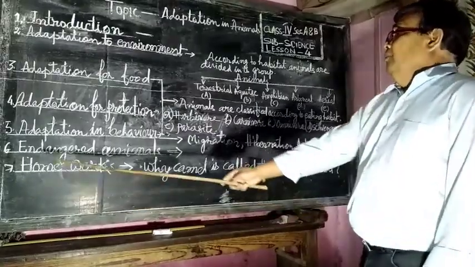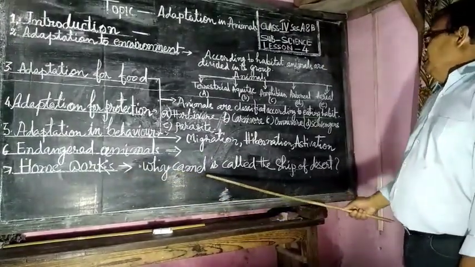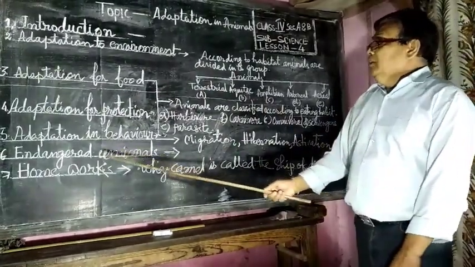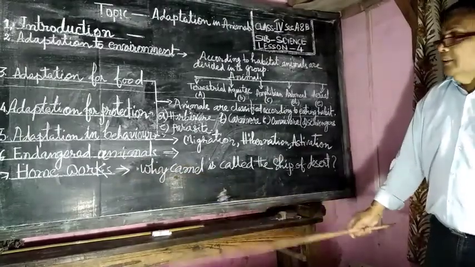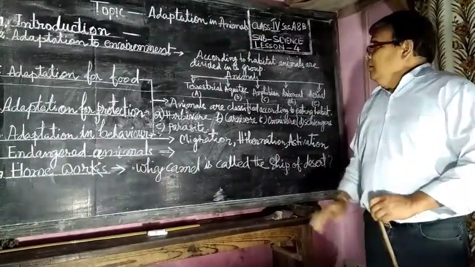Our last point is homework for you. Why is the camel called the ship of the desert? Try to write the answer and send it to my WhatsApp number. With this, lesson 4 is over.